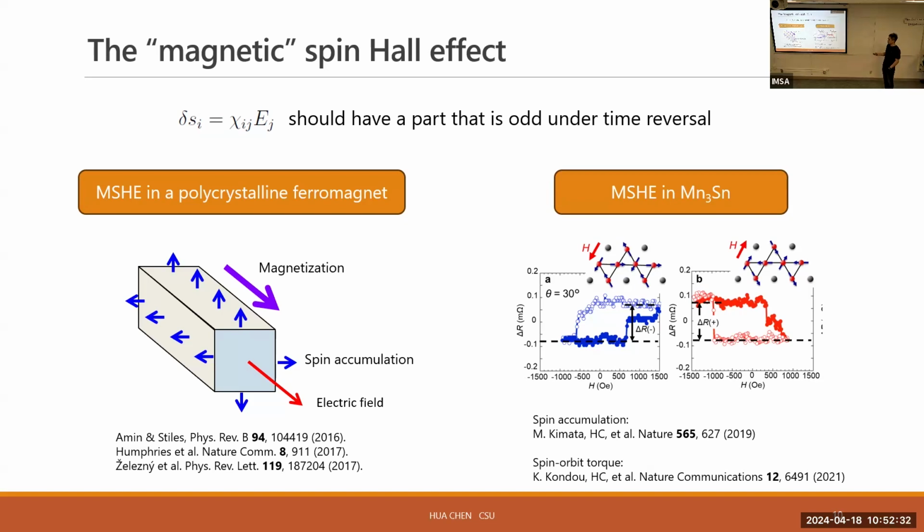Our experimental colleagues did experiments in this non-collinear antiferromagnet just as a proof of principle. And they indeed found that the spin accumulation they measured at the side boundaries changed sign when they changed the magnetic order or the time reversal in this material.